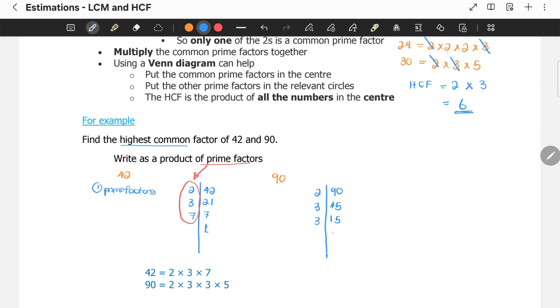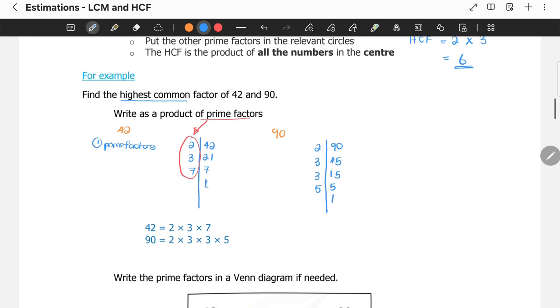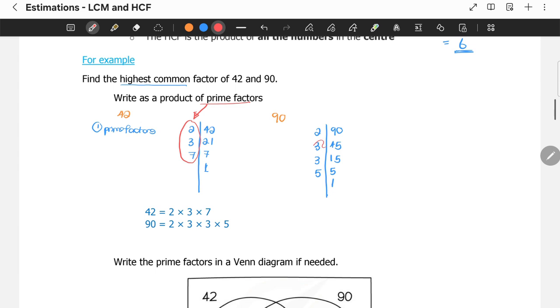3 into 15, that is 5. 5 into 5, that is 1. So when we look at it, 42 is 2 times 3 times 7, which is what we have here. 90 is 2 times 3 times 3 times 5, which is what we have here. So that's what we have, and that's what we have.